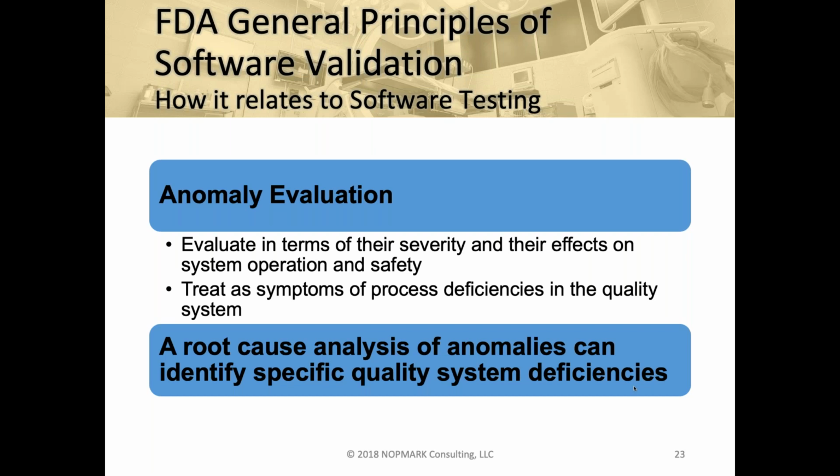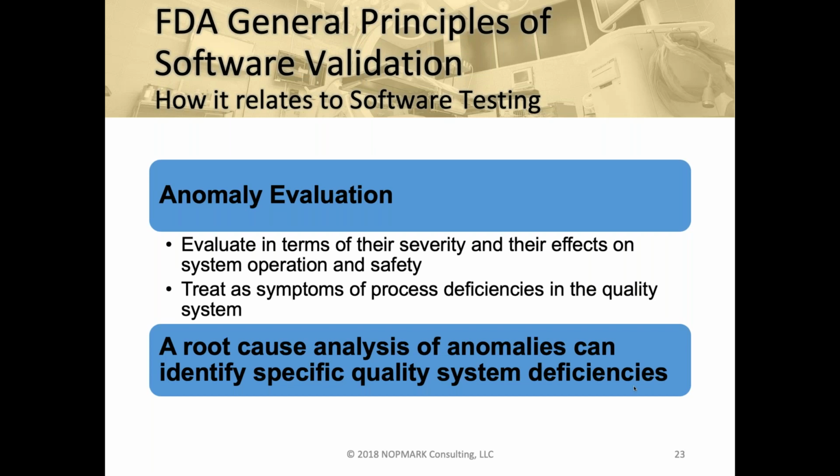Or let's say we're finding a lot of defects in an area in beta testing. Hey, why are we finding these types of defects in beta testing? Should we have found these defects at the SQA level? Are we missing something in our test coverage at the SQA level?